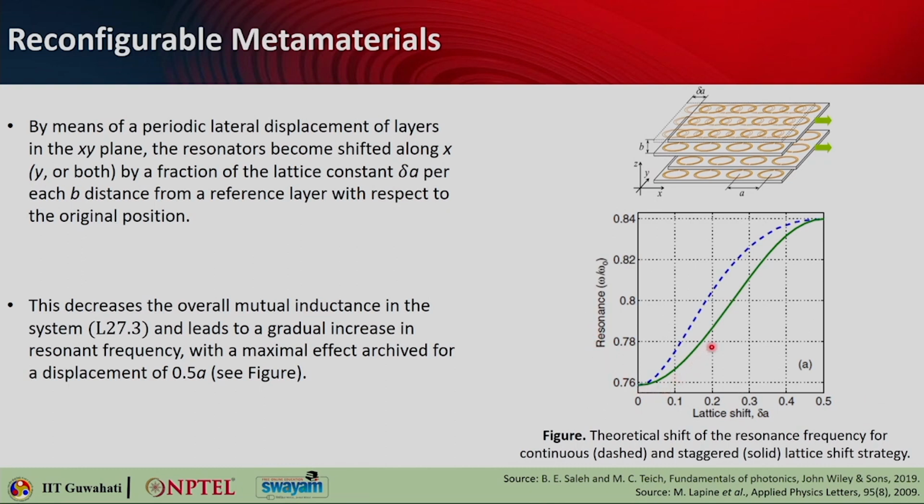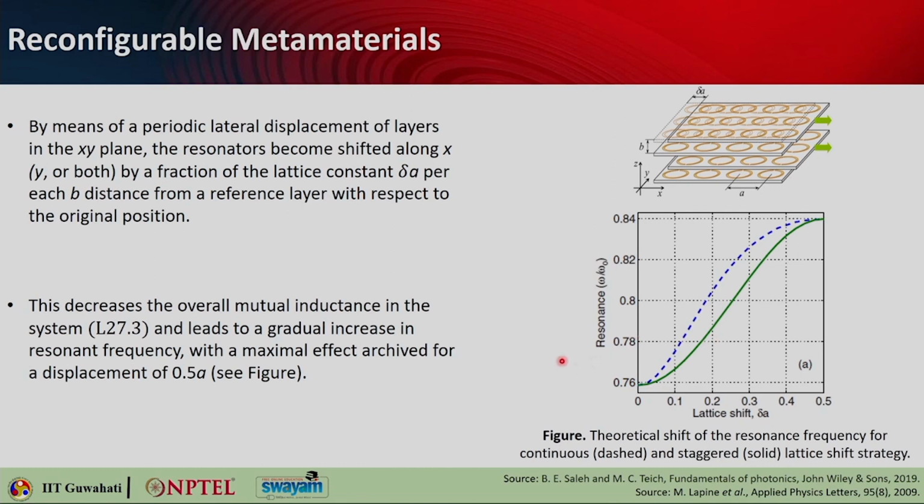the continuous line shows the shift. The blue dashed line that you are seeing is basically for the continuous lattice shift strategy. So, you are just sliding it continuously, and the staggered one, the solid one, is for the staggered lattice shift. That means you are basically shifting it in a staggered fashion.